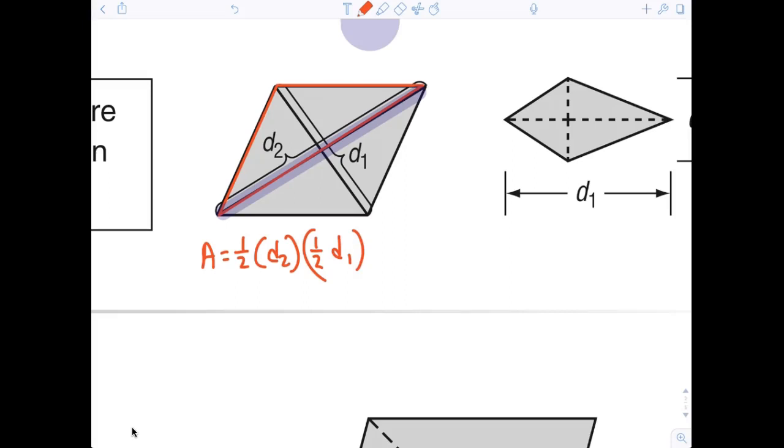So now, does everybody agree the top triangle and the bottom triangle are exactly the same? So you just multiply them by 2. When you multiply them by 2, look what happens to this 2 and this 1/2. They cancel. So the area is now just 1/2 diagonal 1 times diagonal 2, which is the formula. Everybody see that?